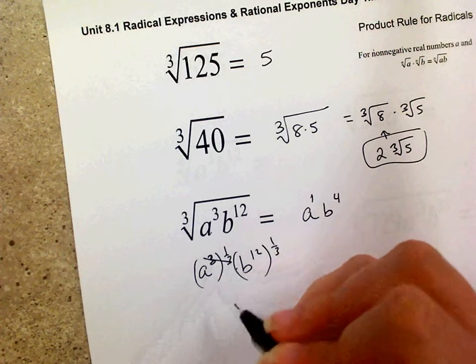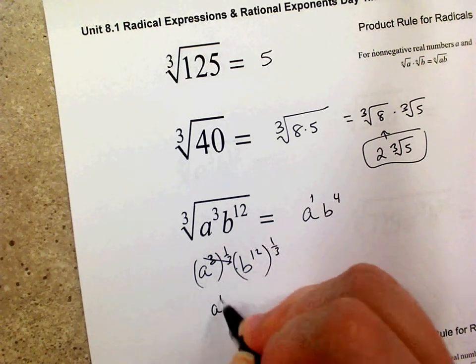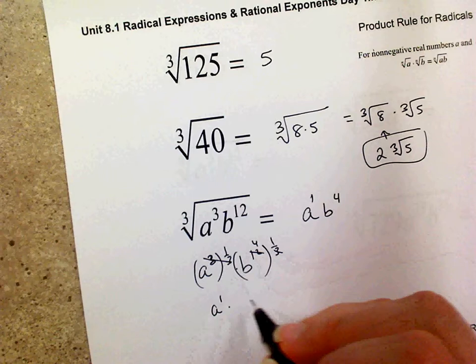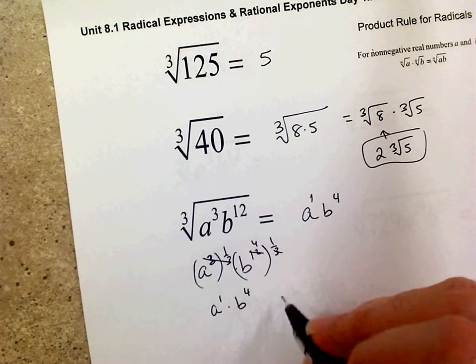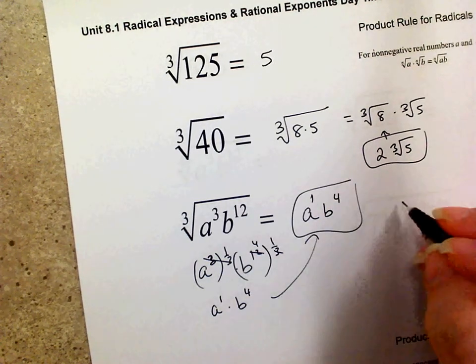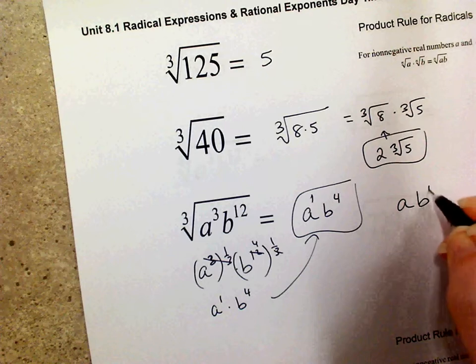3 divided by 3 cancels out, a to the 1st. 12 divided by 3 is 4, so b to the 4. And that's where we got that. Which you don't have to write down the a to the 1st, you can just write down a.